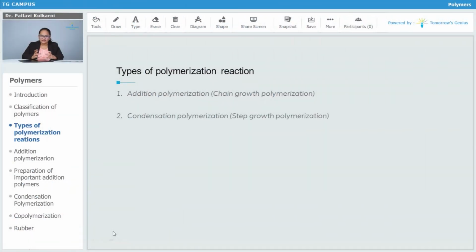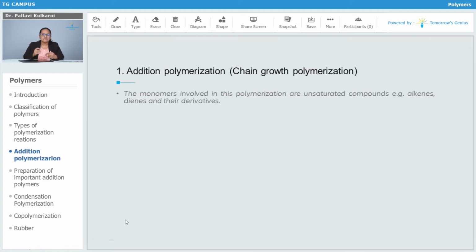On the basis of that, there are two types of polymerization reaction. First one is addition polymerization, which is also called chain growth polymerization. Condensation polymerization is also known as step growth polymerization. Let us learn first of all addition polymerization, which will give you the addition polymer or chain growth polymers. In this case, the monomers of the reaction involved are unsaturated compounds like alkenes, dienes and their derivatives.